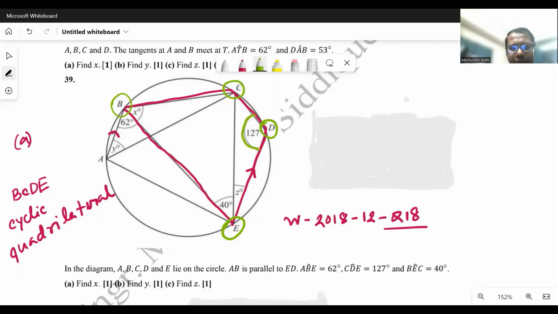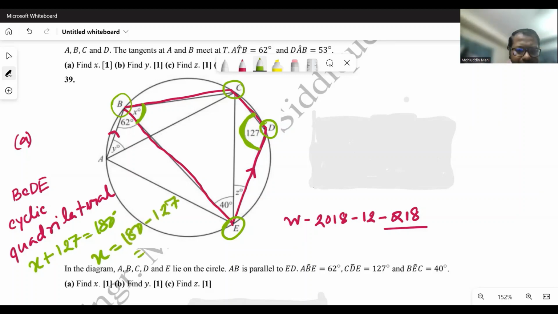So if this is 127, if you add this X and 127, that has to be 180 degrees in total. So that means X plus 127 equals 180 degrees. And as this is Maths D paper 1, you cannot use the calculator. So the value of X is going to be 180 minus 127. You have to solve the maths mentally. You cannot use the calculator. So the value of X is 53.